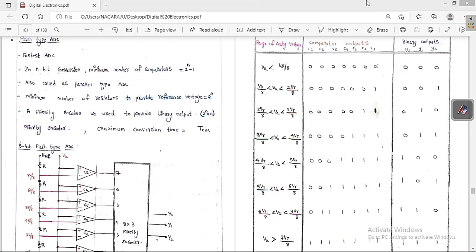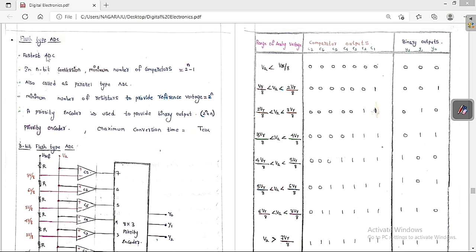Now we are going to study the flash type ADC. Flash type ADC is the fastest ADC, meaning within a small amount of time we get the result. An easy way to remember is that there is an F here, and F means fastest, because the conversion time is very small. Within 1 t clock only we are going to get the result, no matter what the input voltage is. That is the reason it is said to be the fastest ADC.